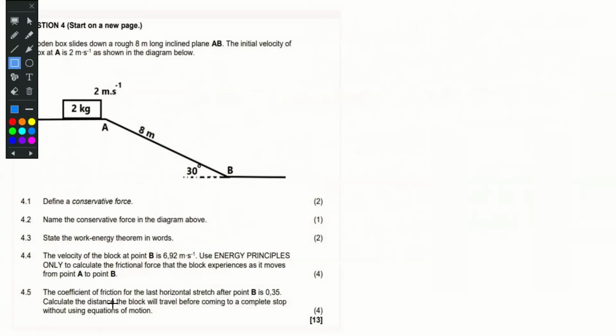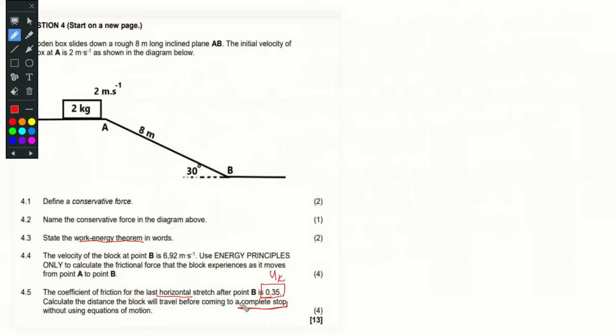The coefficient of friction for the last horizontal stretch. You see, once they mention horizontal, that's where I get triggered to use the work energy theorem. The coefficient of friction for the last horizontal stretch after point B is 0.35. So we are given mu K. And then calculate the distance the block will travel before coming to a complete stop.